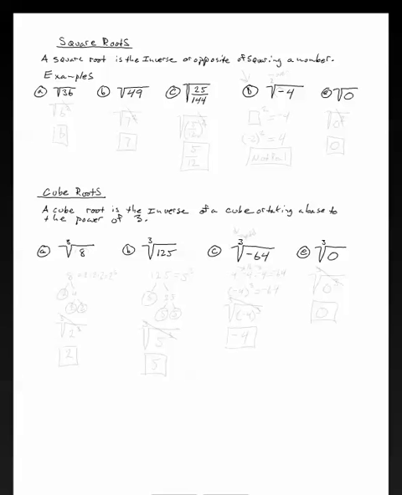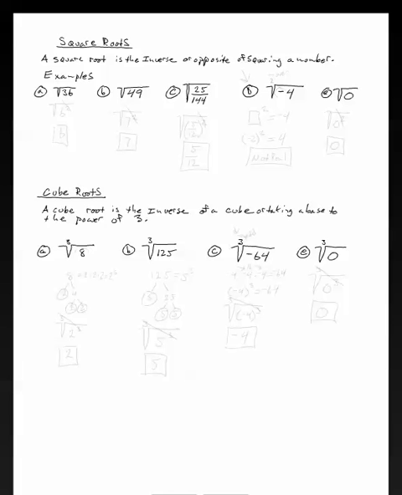So this pencast is going to be on square roots and cube roots. The thing to remember with square roots is that a square root is the inverse or opposite of squaring a number. So in example A, where I see the square root of 36, the first thing I'm going to do is try to write 36 as the square of some number.